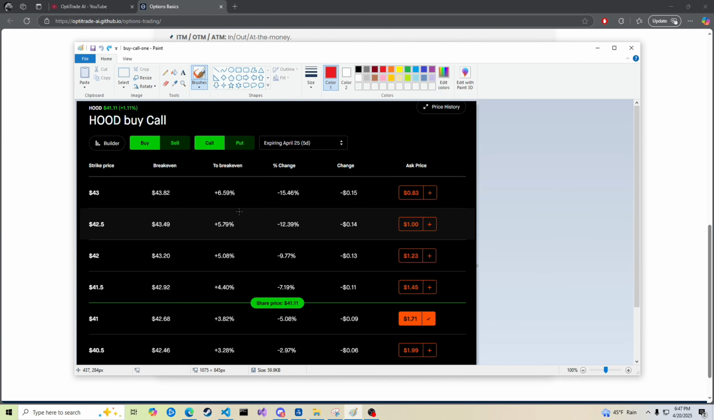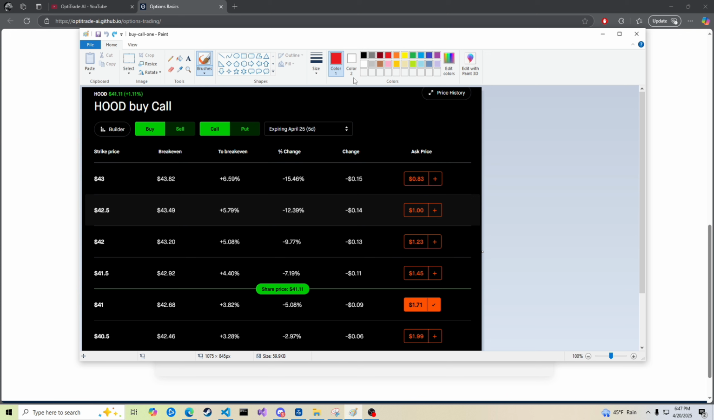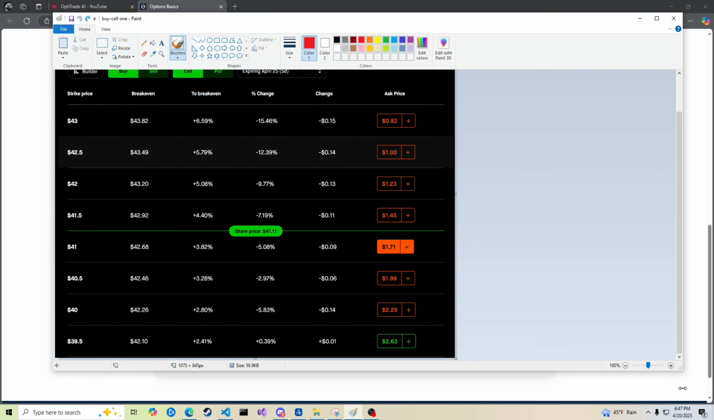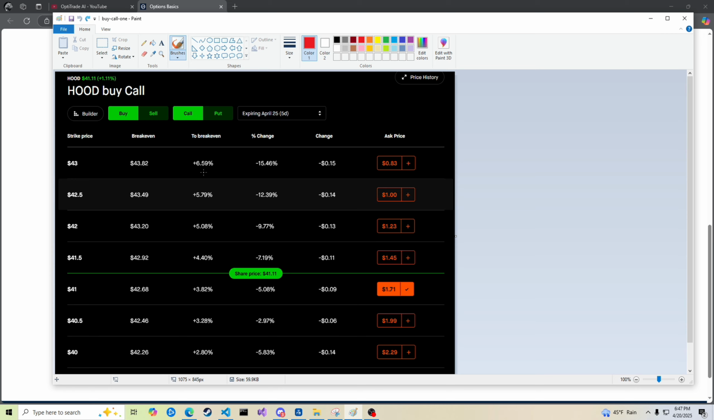To explain this a little bit more, I have a couple pictures that I screenshotted, and I just have it open in Microsoft Paint in case we want to circle some things or whatever we may need to do here. So this is an example in Robinhood. We can see that the Hood stock, Robinhood stock, is currently trading at $41.11. Okay, so we are in the screen to buy a call option, which we just talked about, that expires in about 5 days. So this is a very short term call option contract.